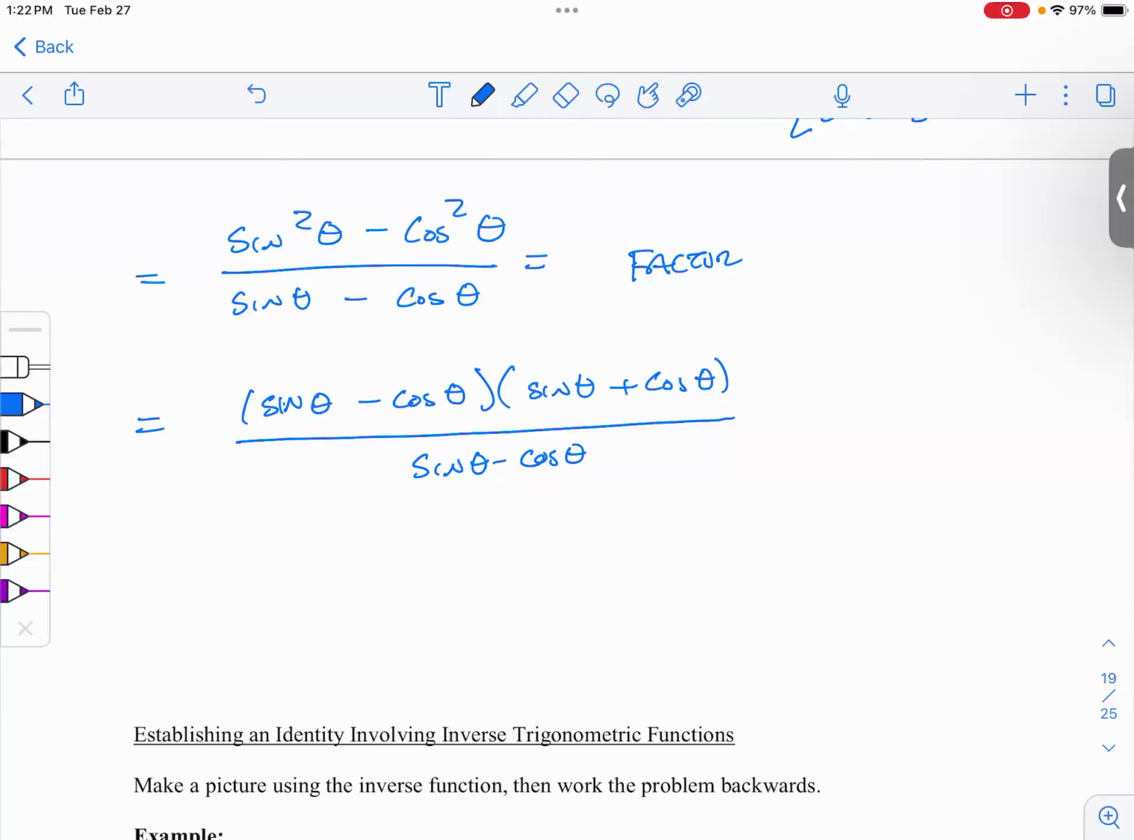And it's kind of indicated within it. I see sine minus cosine in the denominator. Stuff is always going to simplify or cancel. It kind of tells me what maybe I should do. And then once again, it cancels away, equals sine theta plus cosine theta.